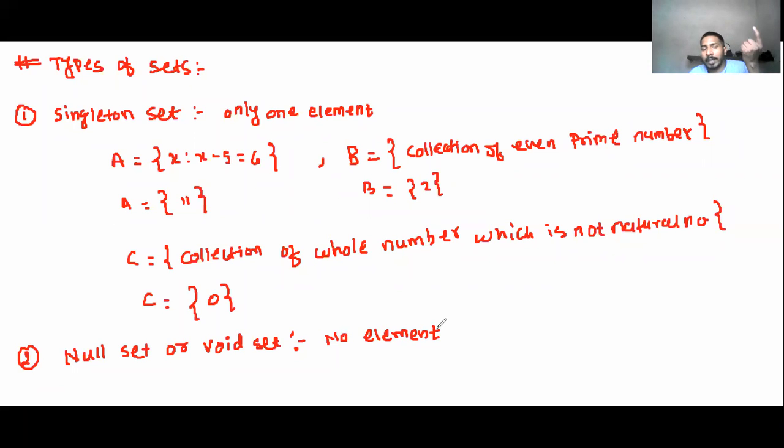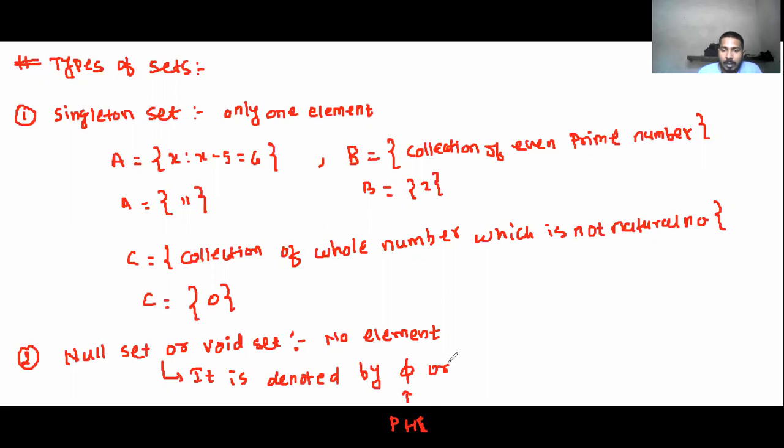Only one element is a singleton. No element means null or void. Void means empty. It is denoted by phi. Now my question is here.